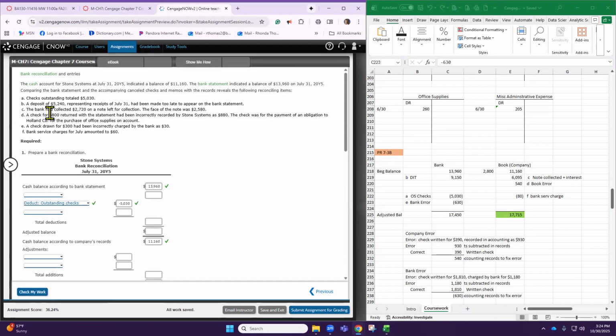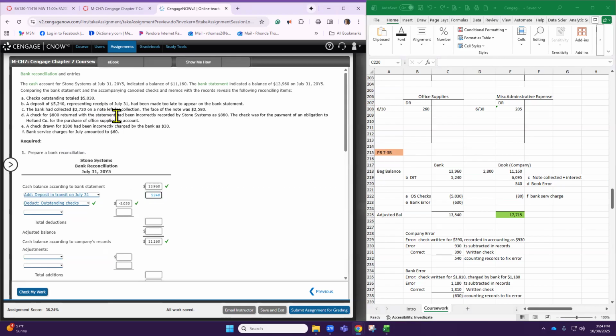Deposit of was made too late to appear on the bank statement. So that's a deposit in transit at 5240. So we're going to put 5240 here and make the bank balance go up by the deposit in transit, 5240.